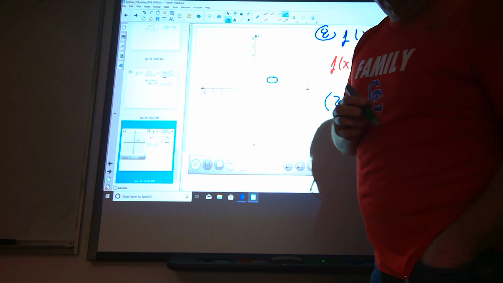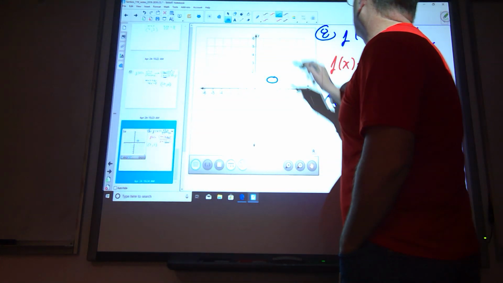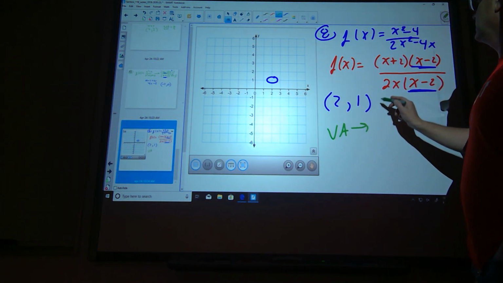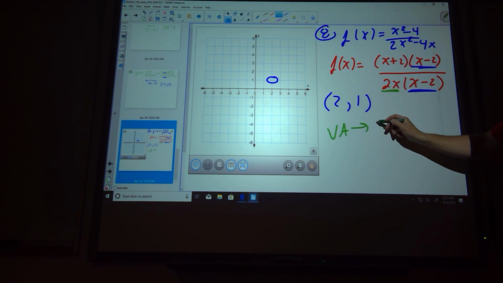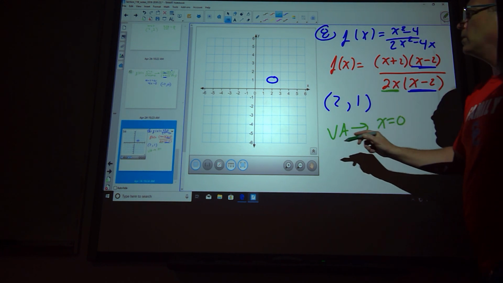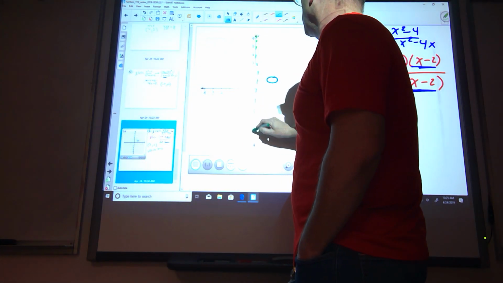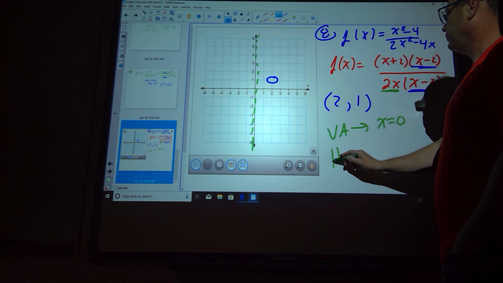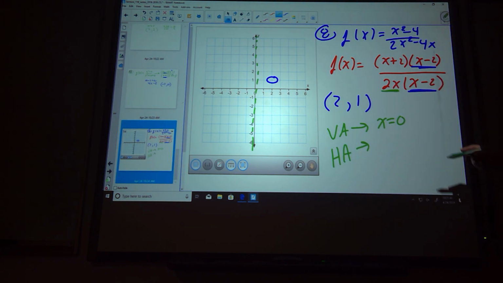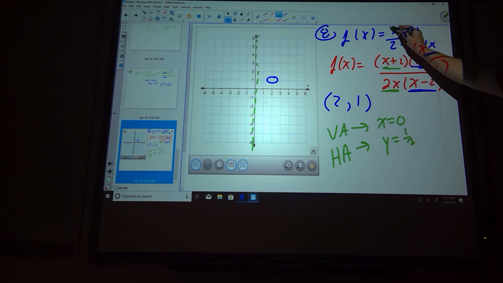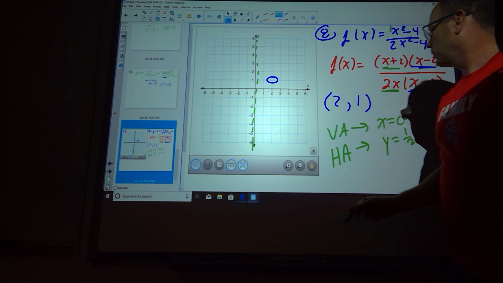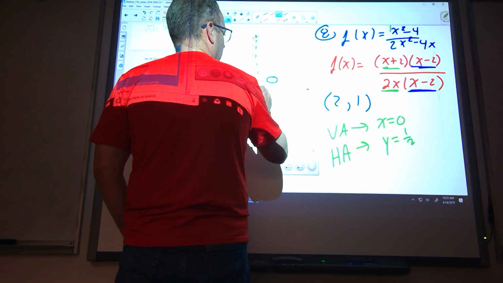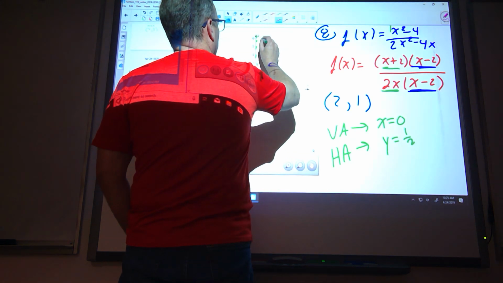And then let's see what else we want to do. A vertical asymptote. So whatever is left in the denominator, that's going to give me x equals 0. So here's this asymptote. And then we want the horizontal asymptote. Set the degree on top and the degree on bottom, so y equals half. The reason it's half is because that lead coefficient is 1, so 1 over 2. So y equals half.